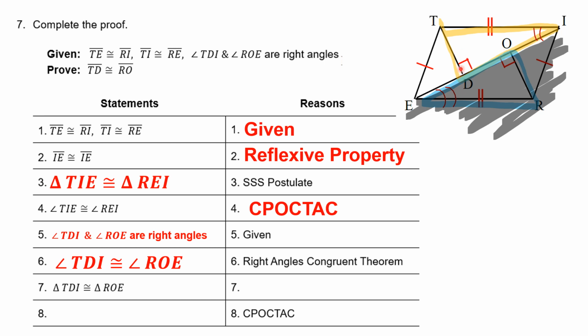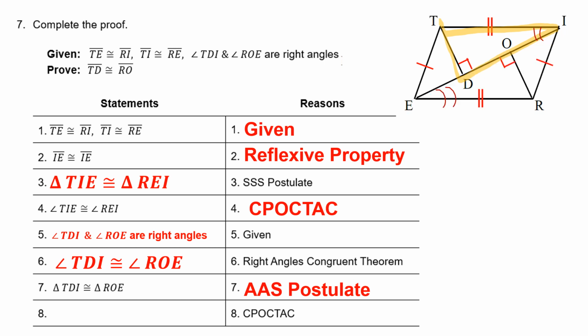So look at your definitions. What postulate uses two angles and a non-included side? That's the angle-angle-side postulate, right? All right, and then lastly, remember our last line of our proof is always supposed to be what we were setting out to prove, which is that line segment TD is congruent to line segment RO. And that is true by CPCTC.